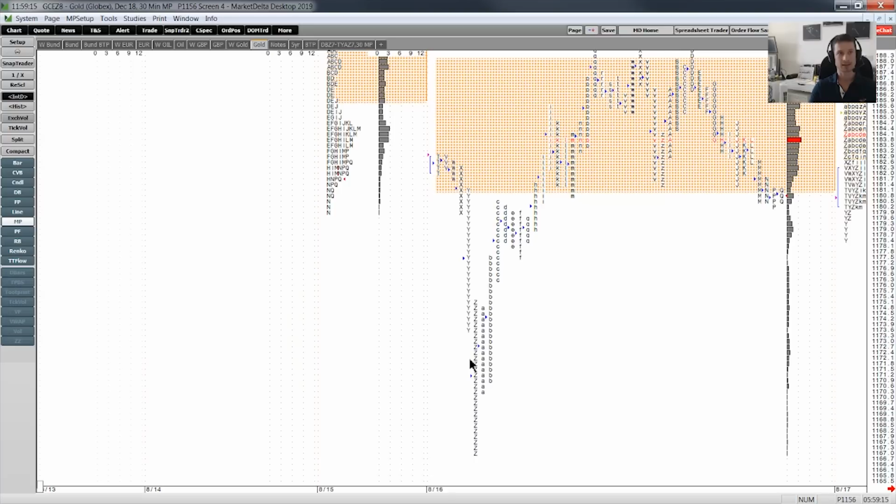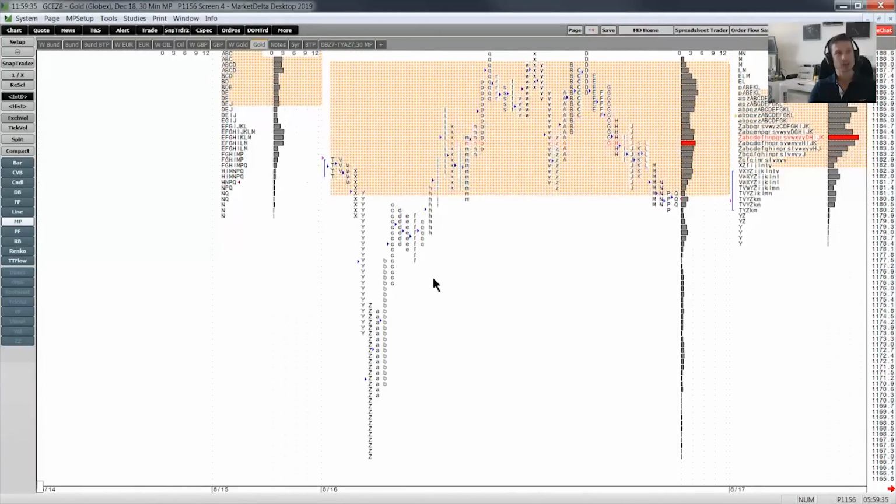Each one of these letters represents a 30-minute time frame. And then we get that continuation of volatility: nice big A TPO, nice big B TPO, nice big C TPO. And that's the V-shape reversal there. Volatility met by volatility. Equally, we've got that V-shape reversal. So that's what it looks like on the market profile.